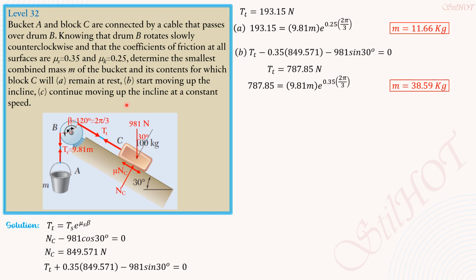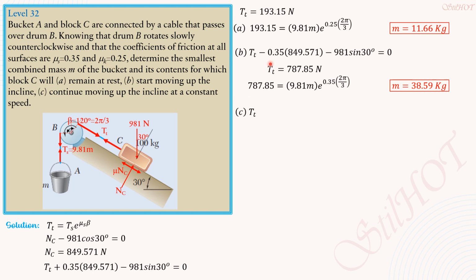Then finally, to continue moving up the incline at a constant speed, so that means this one. So there's still no slipping here. So this is intact. So the coefficient of friction to be used here is static friction. And while this one, because this now moves up and it continues to move up, then friction is still going down, but the coefficient of friction to be used is kinetic friction, mu sub k.